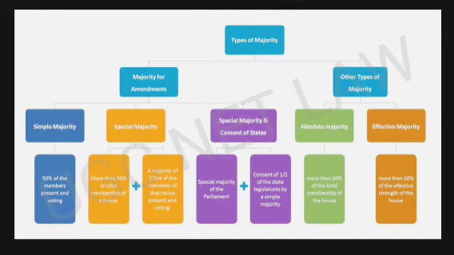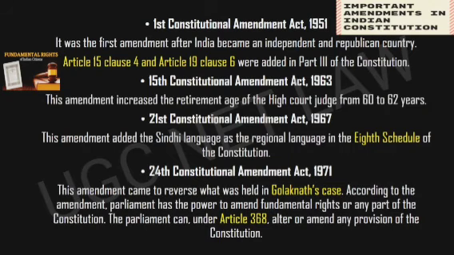Now we start the actual topic of amendments. First Constitutional Amendment Act 1951. It was the first amendment after India became an independent and republican country. Here Article 15 Clause 4 and Article 19 Clause 6 were added in Part 3 of the Constitution. So it's a trick to understand and remember the year. It is very easy to understand. 1950, the year of the Constitution. Immediately 1951, after 1 year.